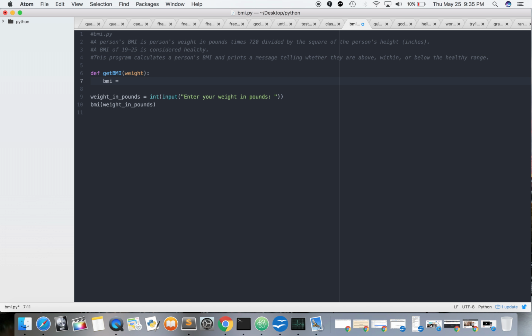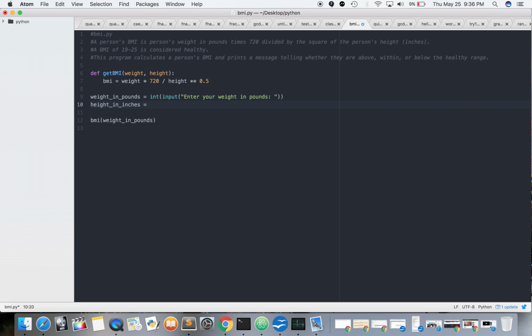Okay, so weight times 720 divided by height to the 0.5. We don't have to import math if we're just going to do the star star. And it doesn't matter what order this goes in, so that's fine. So this is going to be weight and height. Height in inches.